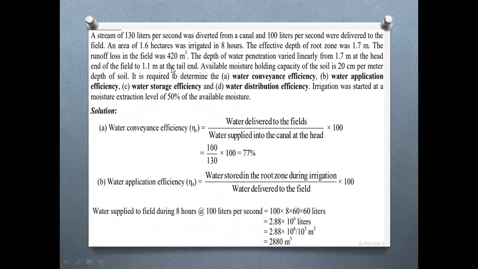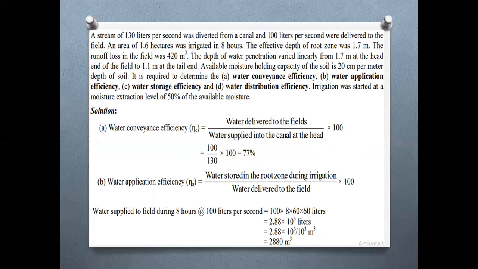And last problem. A stream of 130 liter per second was diverted from a canal and 100 lps were delivered to the field. An area of 1.6 hectare was irrigated in 8 hours. The effective depth of root zone was 1.7 meter. The runoff loss in the field was 420 meter cube. The depth of water penetration varied linearly from 1.7 meter at the head end of the field to 1.1 meter at the tail end. The available moisture holding capacity of the soil is 20 centimeter per meter depth of the soil. It is required to determine the water conveyance efficiency, water application efficiency, water storage efficiency, and water distribution efficiency.